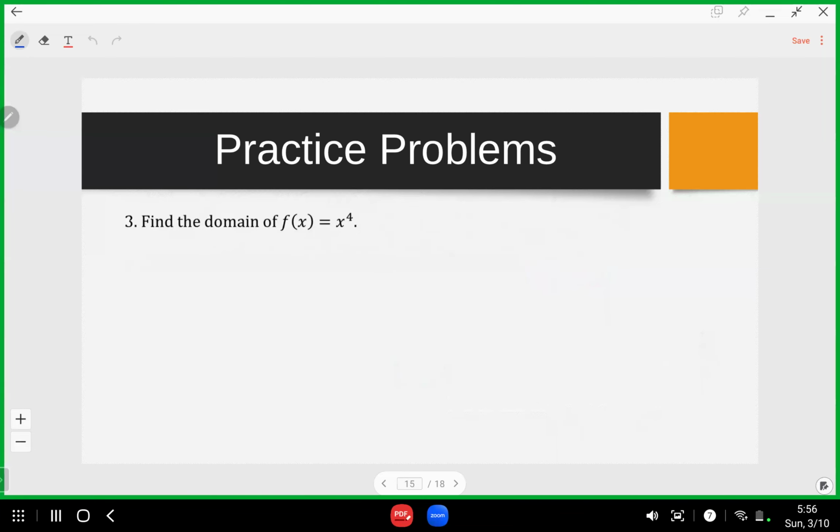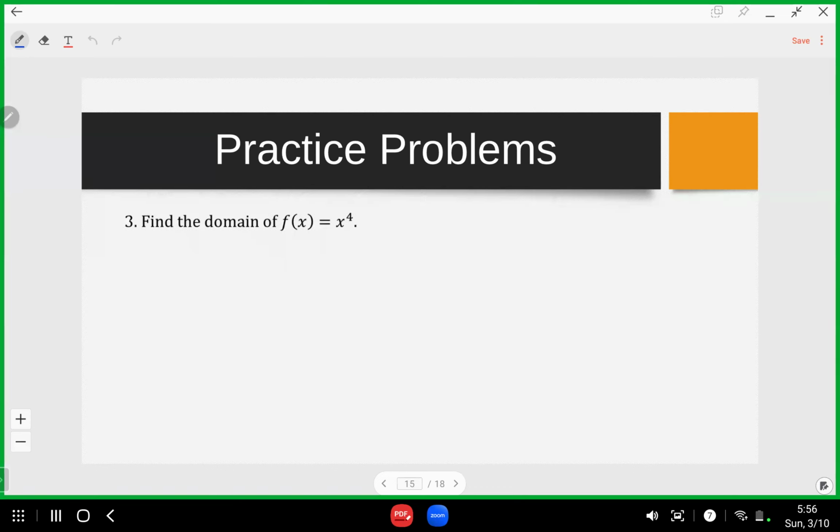Now we have to go find the domain of stuff. So this is just a quick go-over. We won't be doing much with this, but you will see this on your homework, and it's pretty easy to do. So let's just go on and I'll show you what to do here.